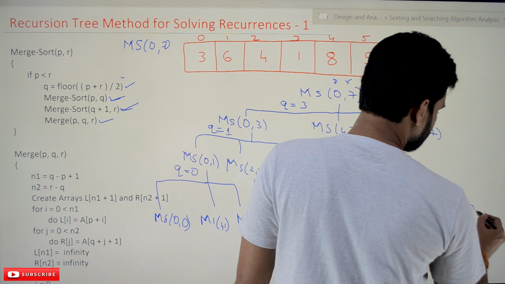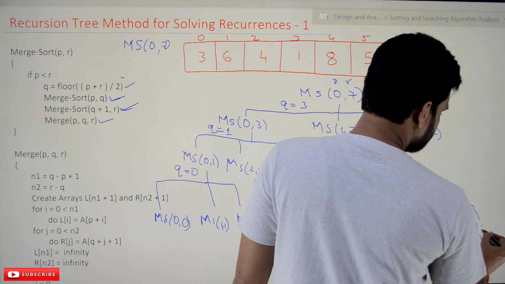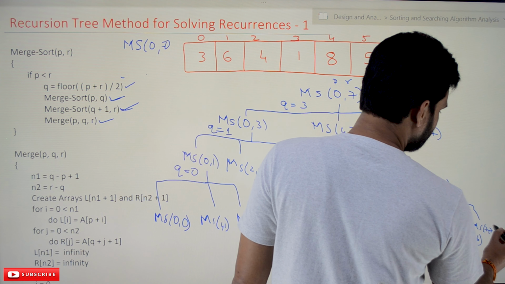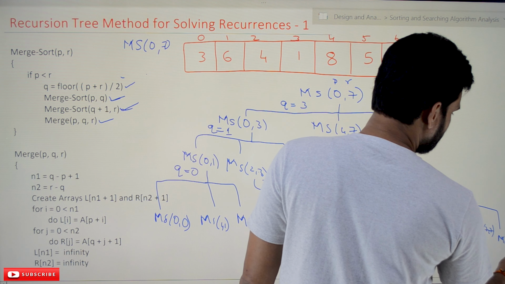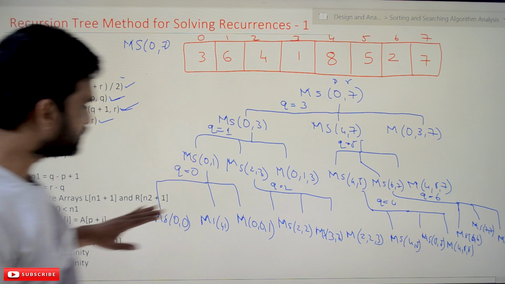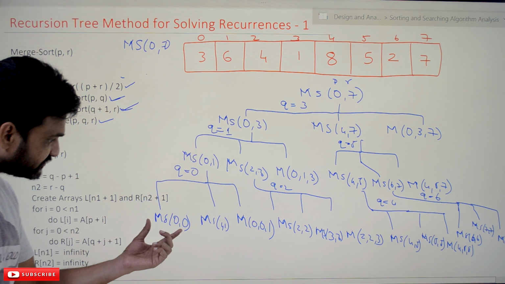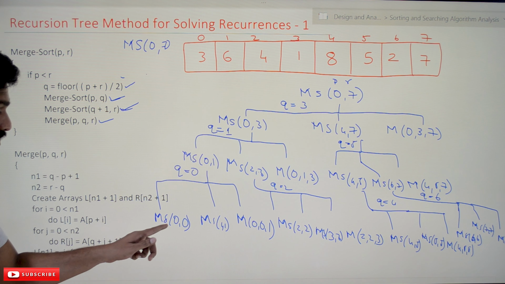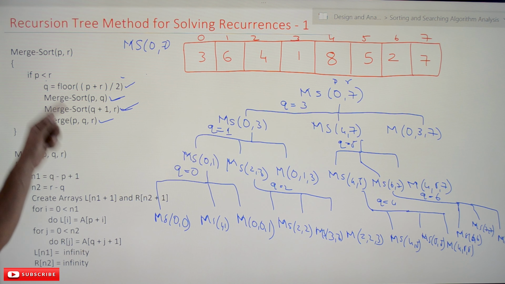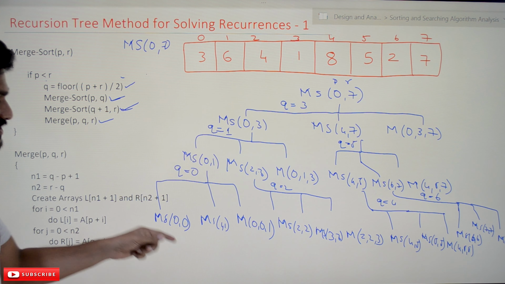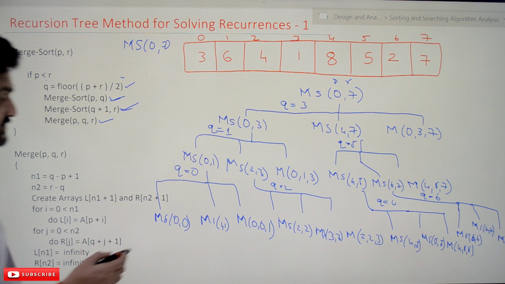The next function call is ms of 7 comma 7, and the other one is merge of 6 comma 6 comma 7. Okay, so these are all the function calls that are made. So can this function call be further made? No. P is equal to R. So here P less than R, if it is true, then only these function calls are made. As this is false, this function call is not further going to get executed.